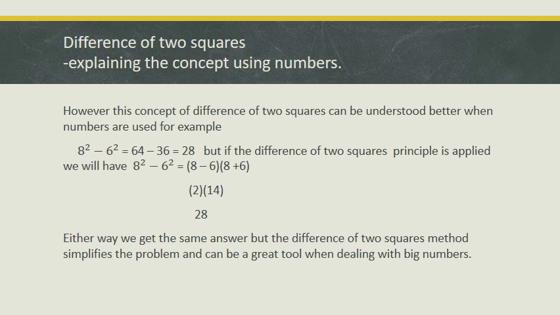You could follow the principle and have 8 squared minus 6 squared equals 8 minus 6 multiplied by 8 plus 6, using the principle that we talked about in the previous slide. So 8 minus 6 is going to be 2, and 8 plus 6 is going to be 14. So 2 times 14 is 28. So either way, you still get the same answer, 28 and 28.